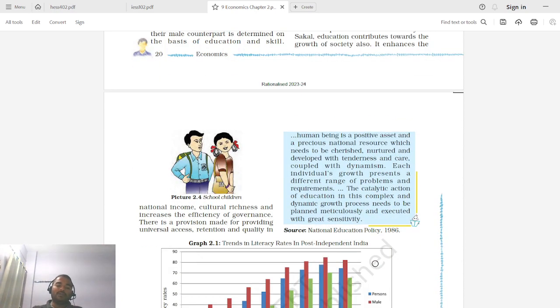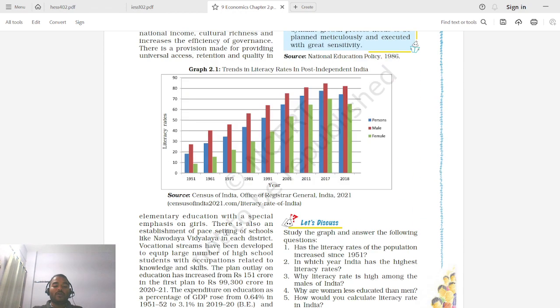It enhances the national income, cultural richness, and increases the efficiency of governance. Because of his education, he contributes to the national income, has increased cultural richness, and has also increased the efficiency of governance. There is a provision for providing universal access, retention, and quality in elementary education with a special emphasis on girls. So the government is taking some reforms in this field. There is also the establishment of schools like Navodaya Vidyalaya in each district. The government has taken initiatives to set up a Navodaya Vidyalaya in each district.